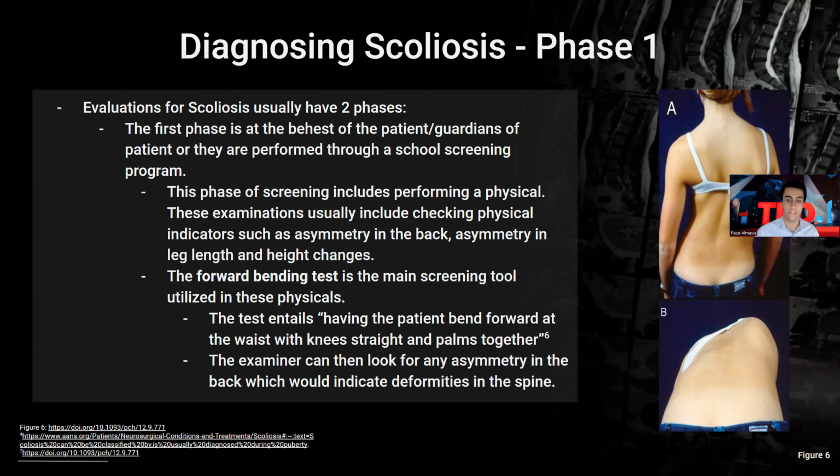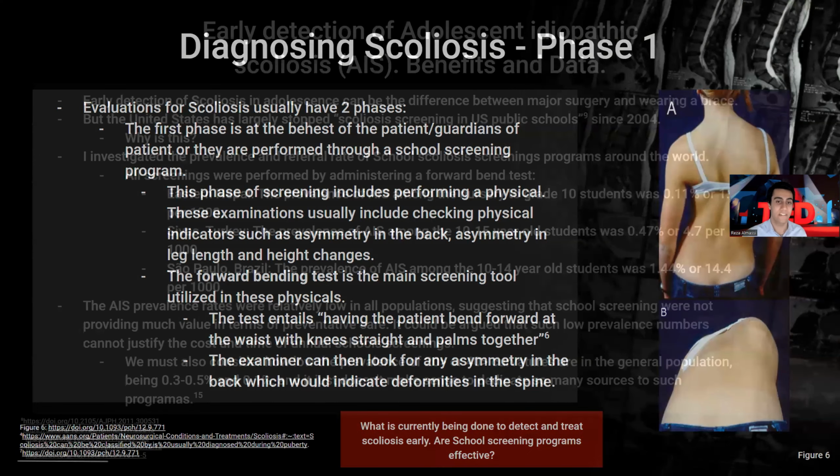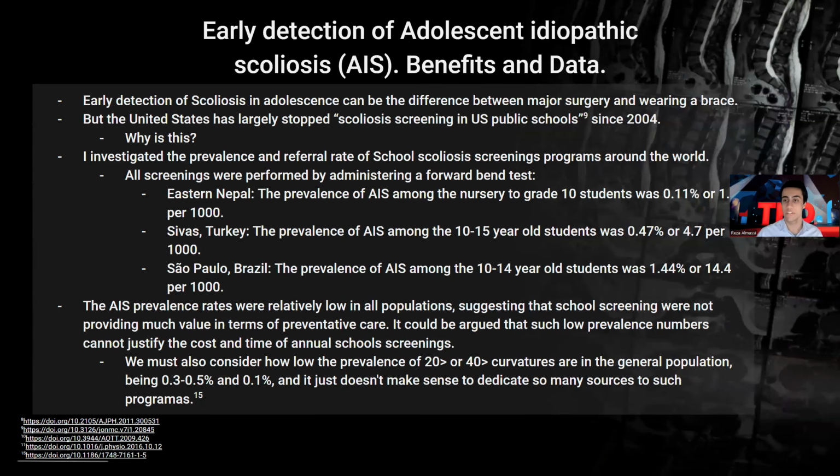The first step of diagnosing scoliosis leads me to my first research question. What is currently being done to detect and treat scoliosis early? Are school screening programs effective? To answer this question, I looked into 3 primary research articles that focus on investigating the prevalence of scoliosis in schools around the world, and I considered if the prevalence rates can justify the costly school programs.